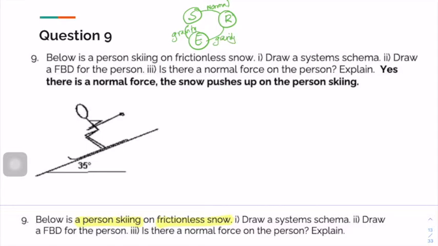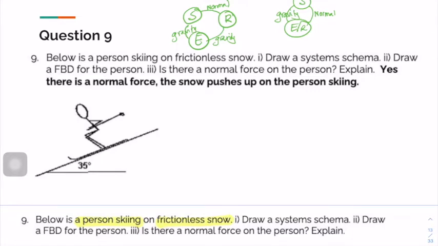Some of you will just want two objects, which is fine. So we can have the skier, and then we can have Earth, ramp. In that case, we've got two interactions because there are two different types. One is normal, one is gravity. Some of you are automatically drawing two lines between any object and the Earth, and that is not true. I have to have two different interactions.